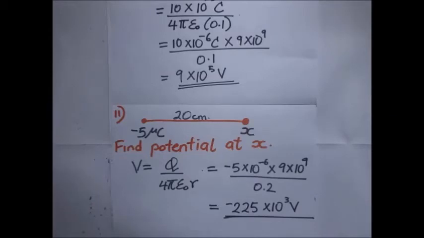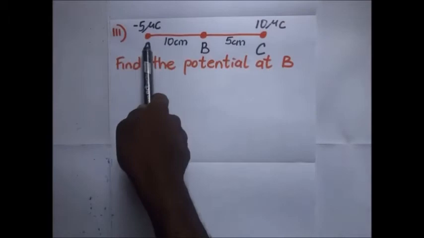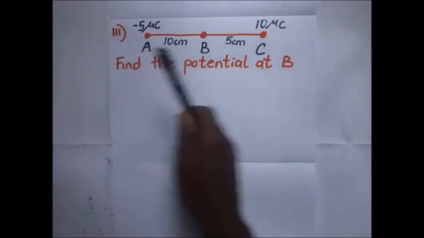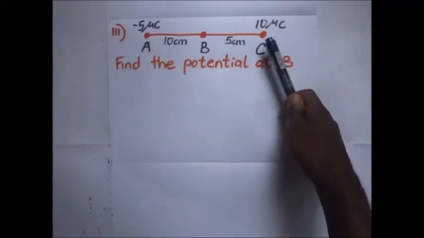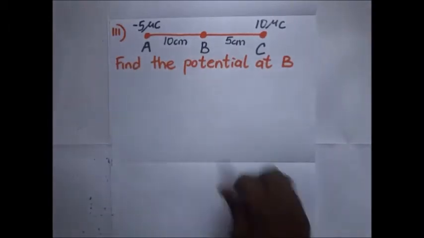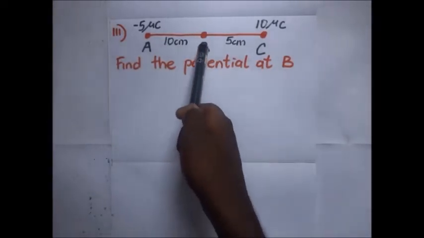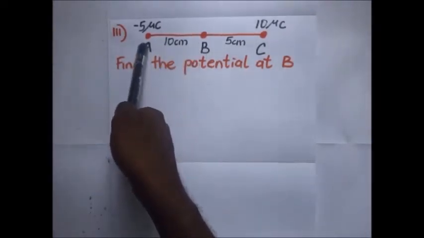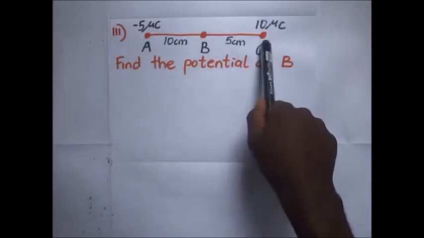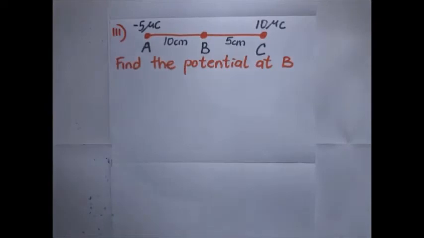Let's look at one more example. In this example, we are having 2 point charges. We are having negative 5 microcoulombs, and we are also having 10 microcoulombs, and they are asking us to find the potential at B. So it means you are going to first find the potential at B due to A. We find the potential at B due to C. Then afterwards we shall find the total potential that is acting on point B.